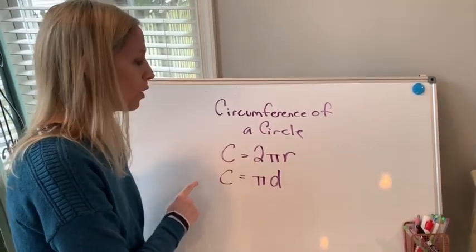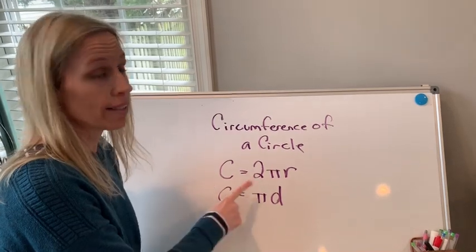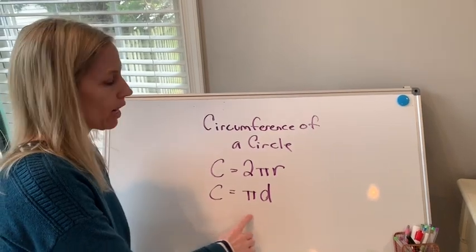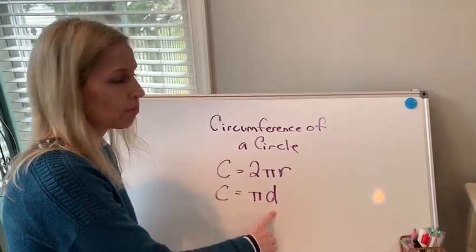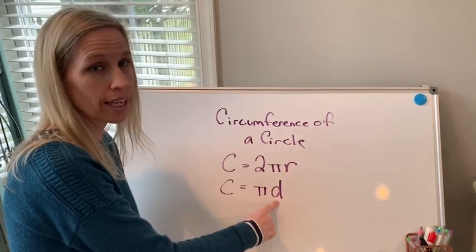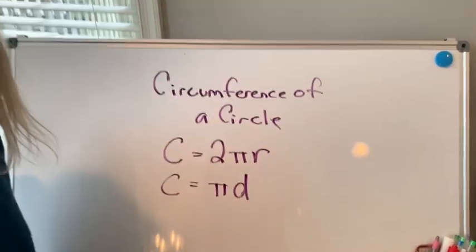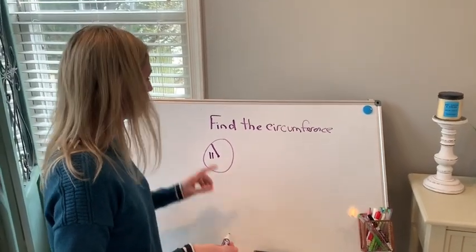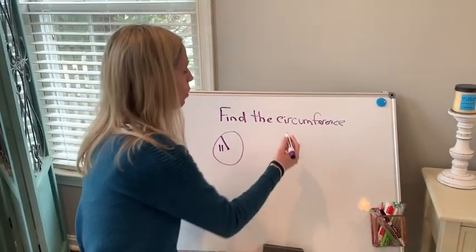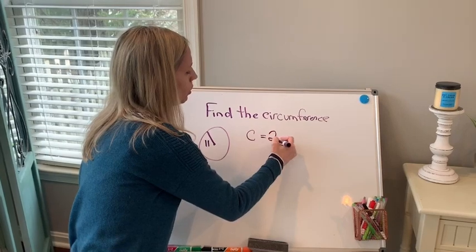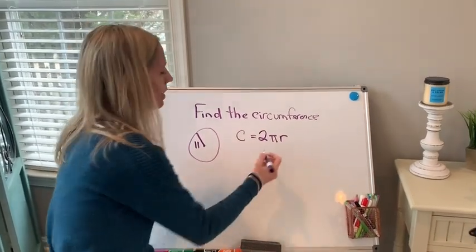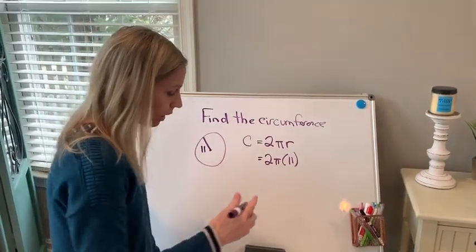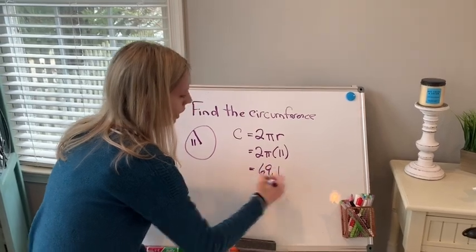Our formula is circumference is equal to 2 pi times r, where r is the radius, or we could also say this as pi times diameter. It's the exact same thing because 2 times r is equal to the diameter. Next, we're going to find the circumference of a circle with the radius of 11. So our formula, I'm going to use circumference is equal to 2 pi times the radius. I substitute in 2 pi times 11. You can do that on your Desmos calculator. Our answer will be 69.1.